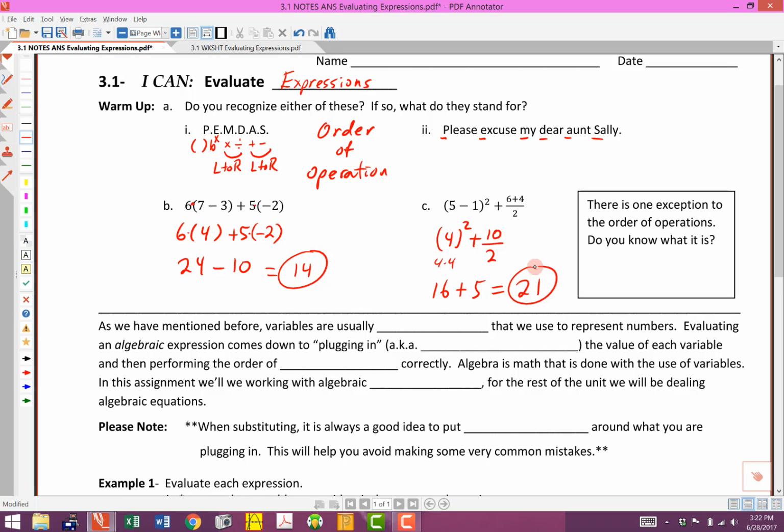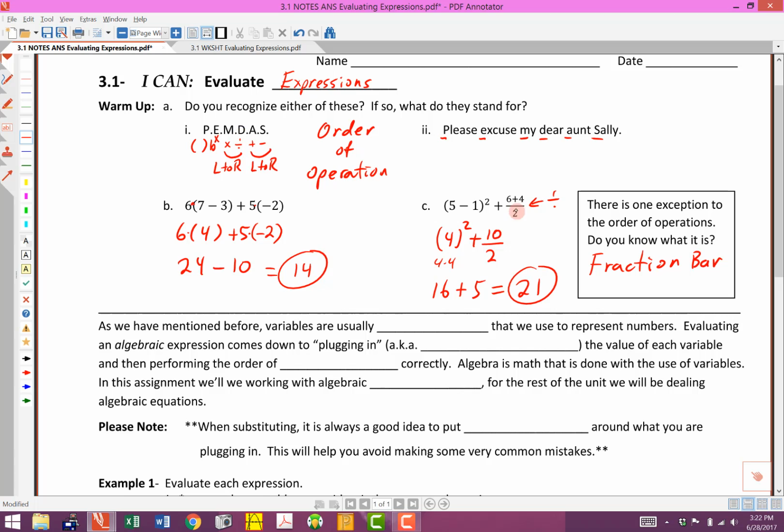Now there is one exception to the order of operations, and I actually showed you what it is right here, and it is the fraction bar. A fraction bar represents division, but you'll notice what we did first. We actually did the addition before we carried out the division, so that's why it's an exception. We did the addition before we did the division.